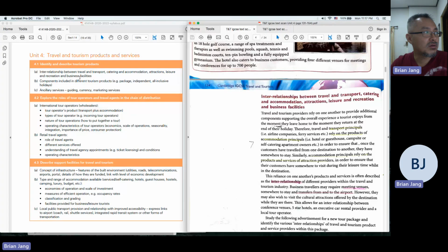The key word is interrelationship. This might come up on your exam. I've seen this a few times in the past papers, so they won't be shy to use it again. They want to know if you know how important it is for these different areas of travel and tourism to be, how should I say it, dependent on each other.